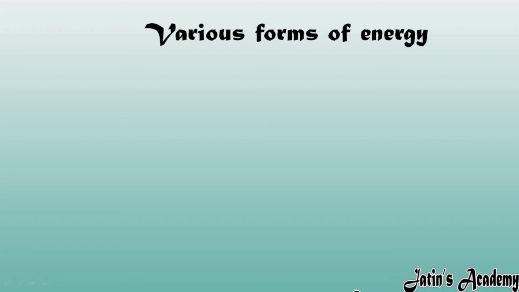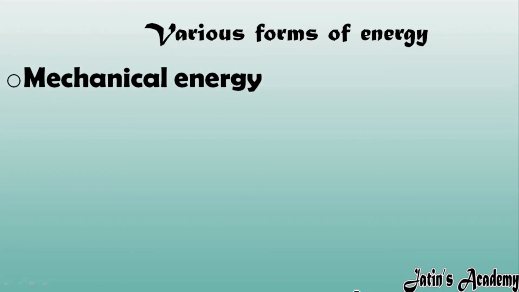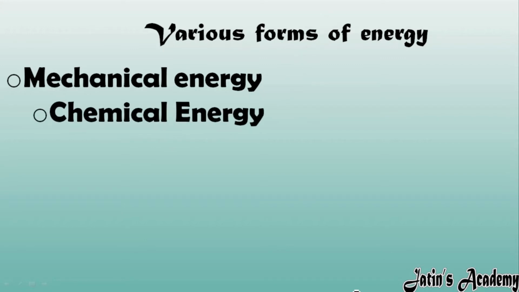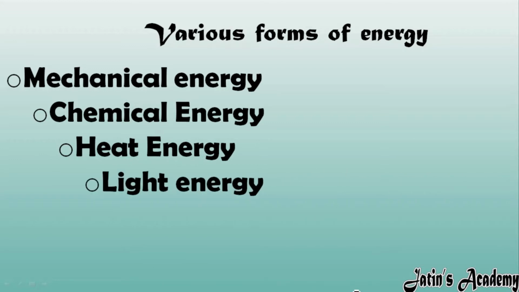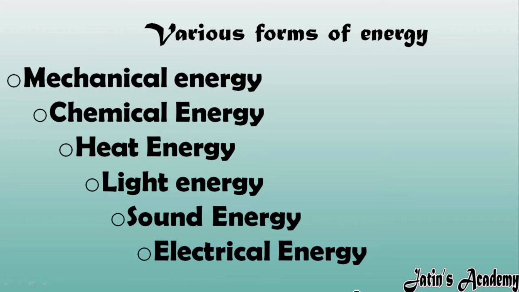Forms of energy. Firstly, we will discuss mechanical energy. In mechanical energy, we have two kinds of energy, kinetic energy and potential energy. Then we will discuss chemical energy. Then we have heat energy. Then we will discuss light energy. Then sound energy. And at last we have electrical energy.